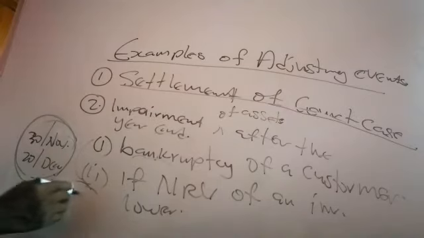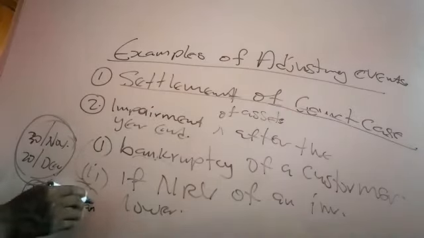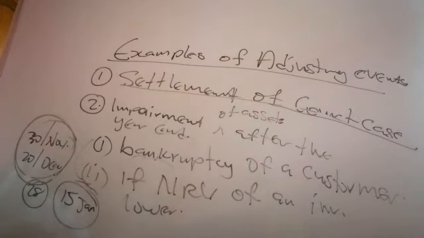Finally, 15th of January, the goods arrived. It must be treated as what? 2019 goods, not 2020. Because all the transactions took place in 2019. So that is the third example. Now let's see the next example. The last one is interesting. It was an interesting example.